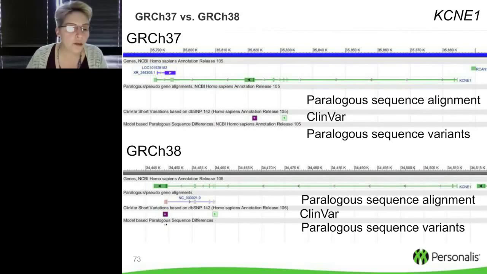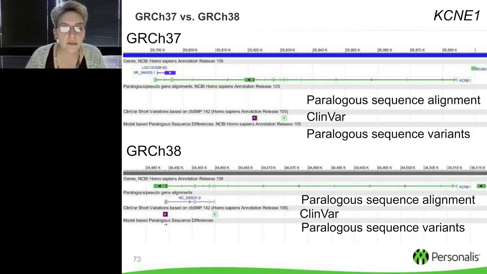So up top, we have GRCh37. Down below, we have GRCh38. Here we have the gene track. Here we have an alignment of paralogous sequences. We have our ClinVar track. And then we have predicted paralogous sequence variants. And the tracks are the same in both 37 and 38 in this diagram.